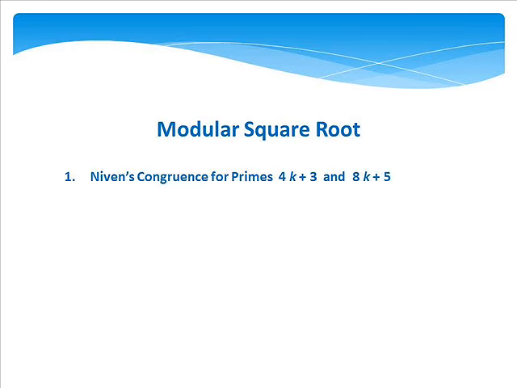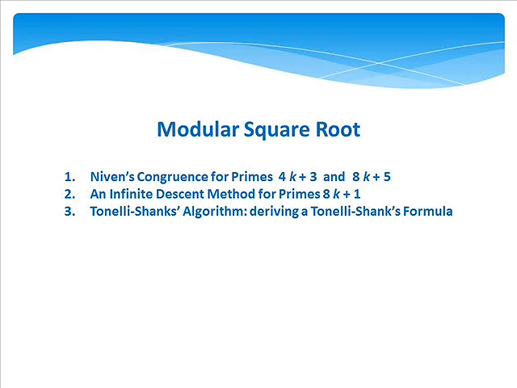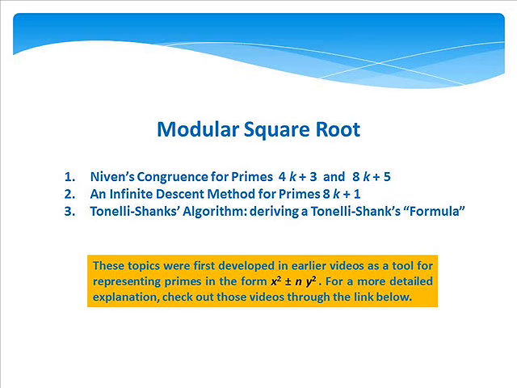Section 1 kicks off with a demonstration of how to apply Niven's congruence to primes of the form 4k plus 3 and 8k plus 5. In Section 2, we will develop an infinite descent method tailored for primes of the form 8k plus 1. Finally, in Section 3, we'll take a fresh look at the Tonelli-Shanks algorithm, not from the usual computational angle, but by breaking down its mathematical components to uncover a simplified congruence we'll refer to as the Tonelli-Shanks formula.